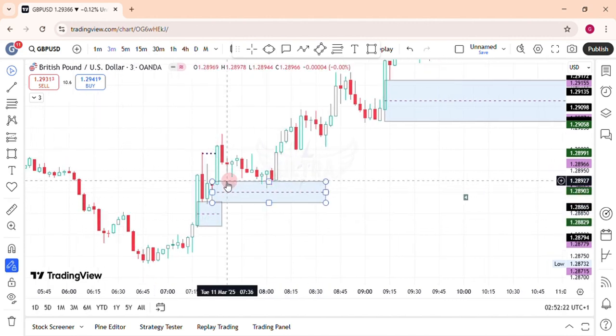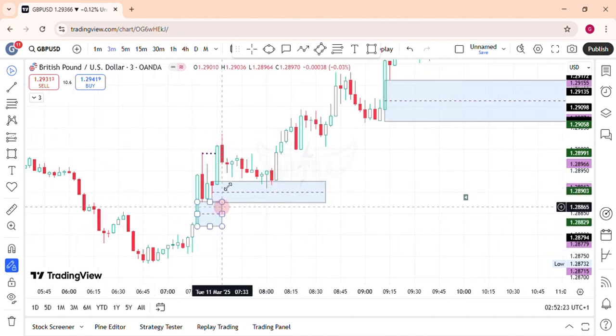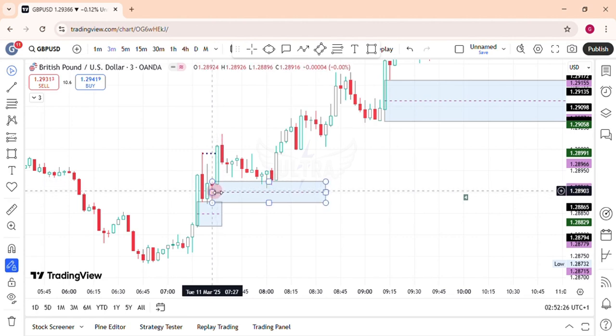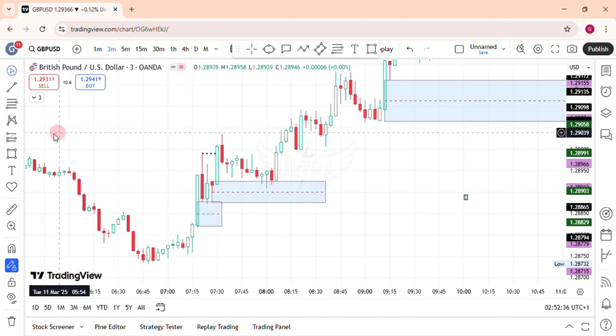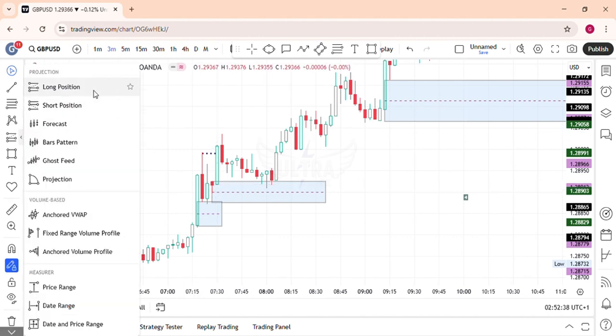So we have 1 and 2. Your entry should be on a new fair value gap. Price created another fair value gap right here. So this should be your entry, but still you can use this order block as your entry. Let's use the order block for more risk to reward ratio for a long position.